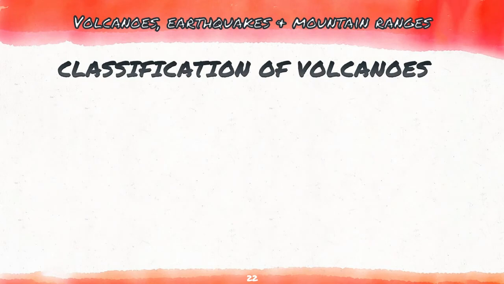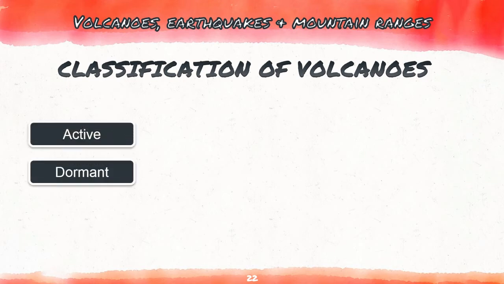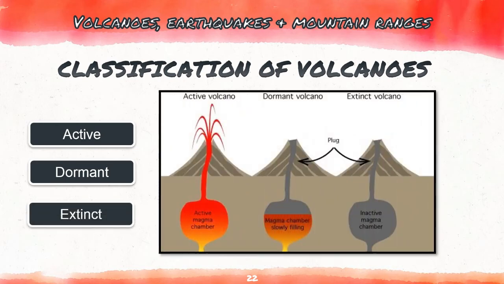Let us discuss briefly the different classifications of volcanoes. We have three: active, dormant or inactive, and extinct. By looking at this illustration, we can easily identify the differences between these three classifications. If we look at the active volcano, we can see that the magma chamber possesses enough amount of magma for it to be triggered to erupt.